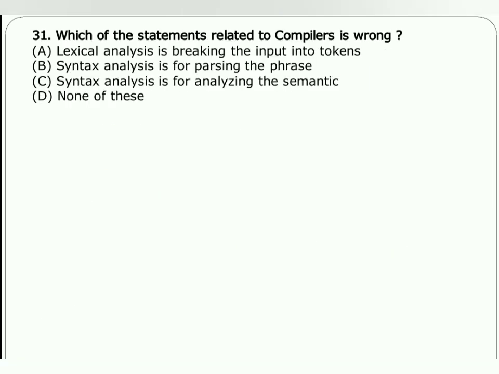Next one. Which of the statements related to compilers is wrong? Lexical analysis is breaking the input into tokens. Syntax analysis is for parsing the phrase. Syntax analysis is for analyzing the semantics. So option C is wrong, right? This is the wrong one. Lexical analysis task is to break the input into a number of tokens. This one is right. And syntax analysis main task is parsing the tokens. So option C is the correct one.